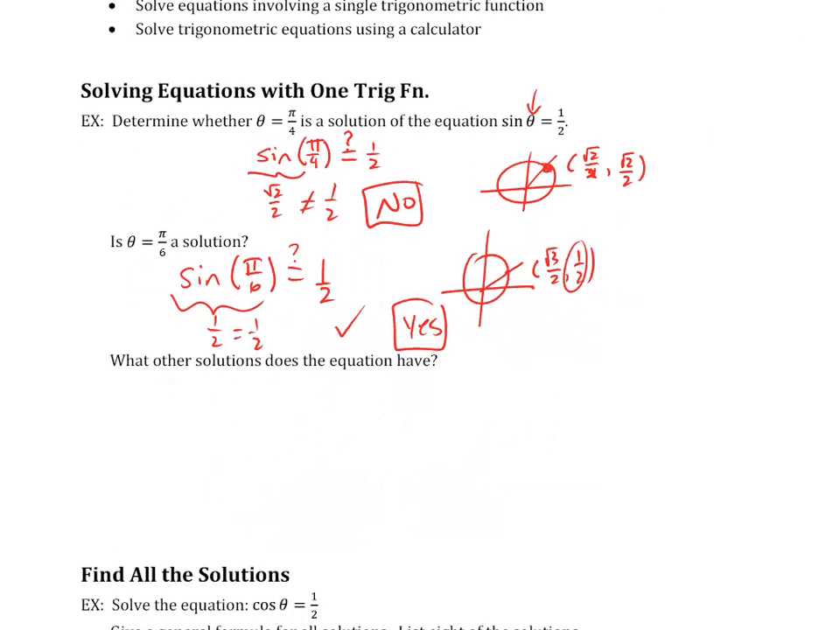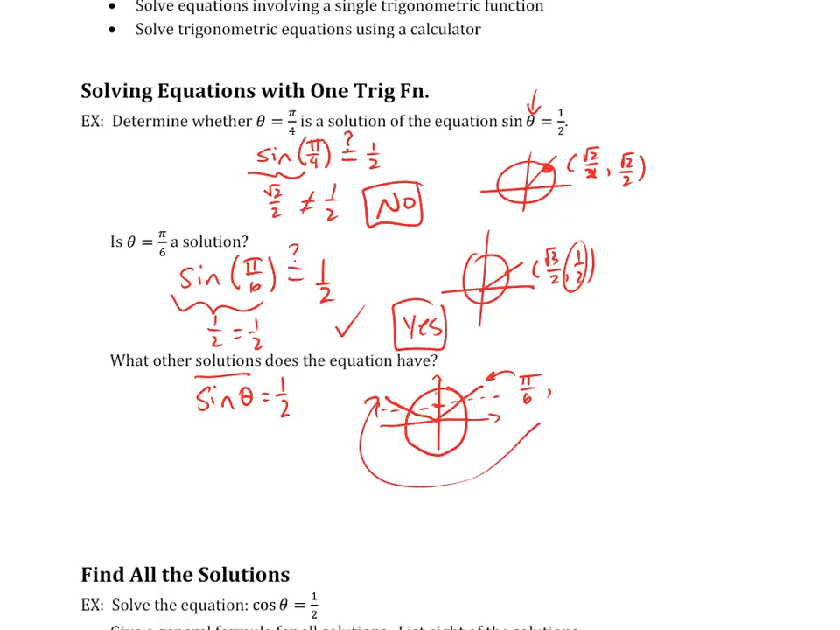Now, what other solutions does this particular equation have? That is, where else is the sine of theta equal to 1/2? Well, we can look at this a couple of ways. One, we can look at it in terms of the unit circle. We know there are two places on the unit circle that have a solution, namely pi over 6, and that's this one. And over here, this angle happens to be pi minus pi over 6, so it's 5 pi over 6.